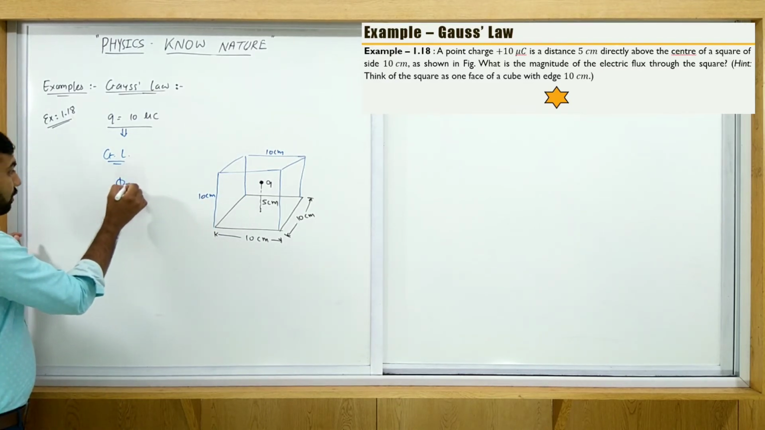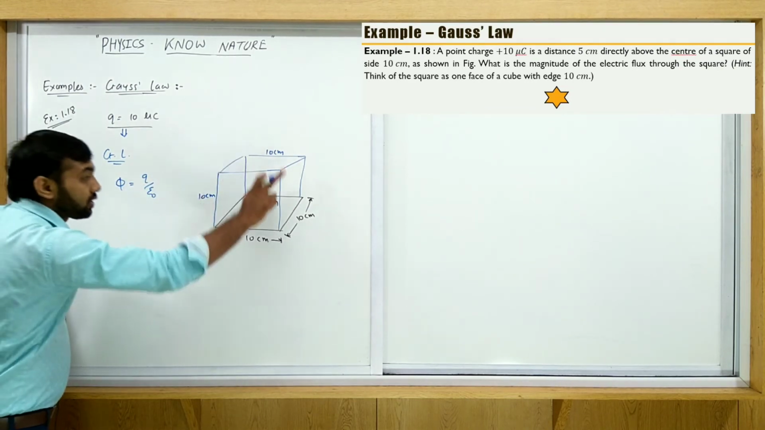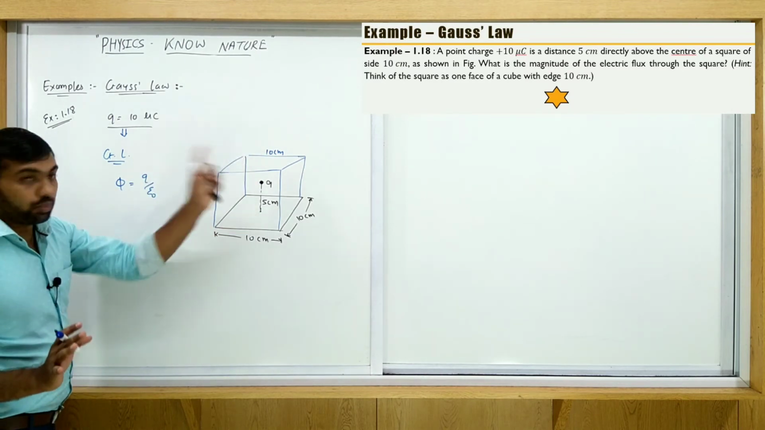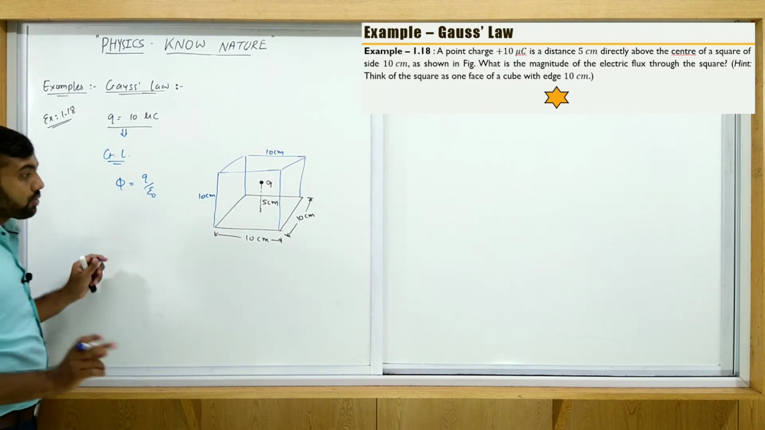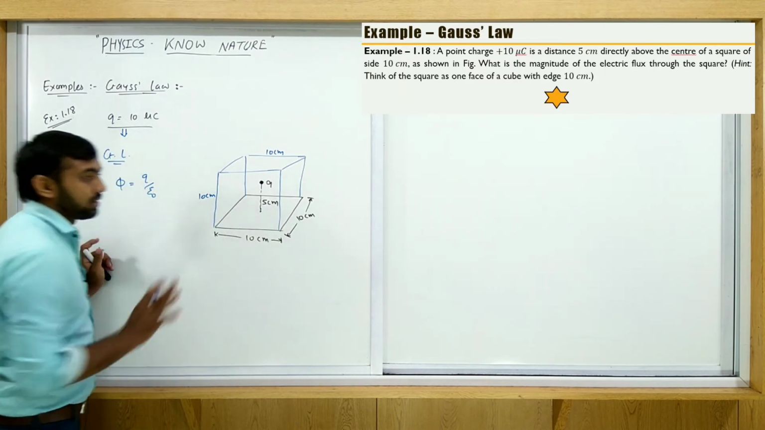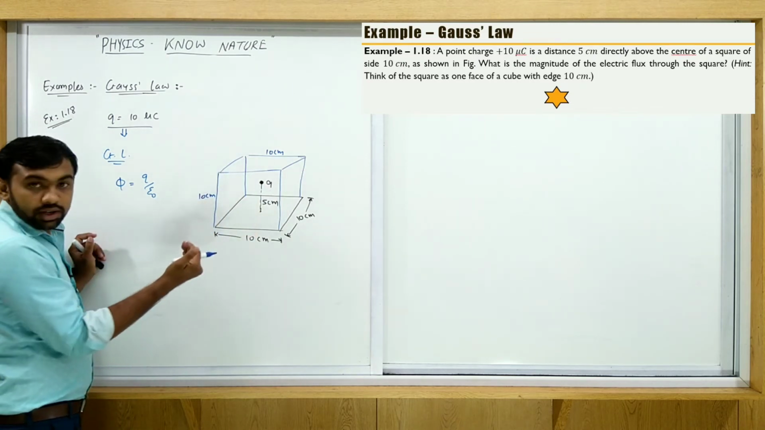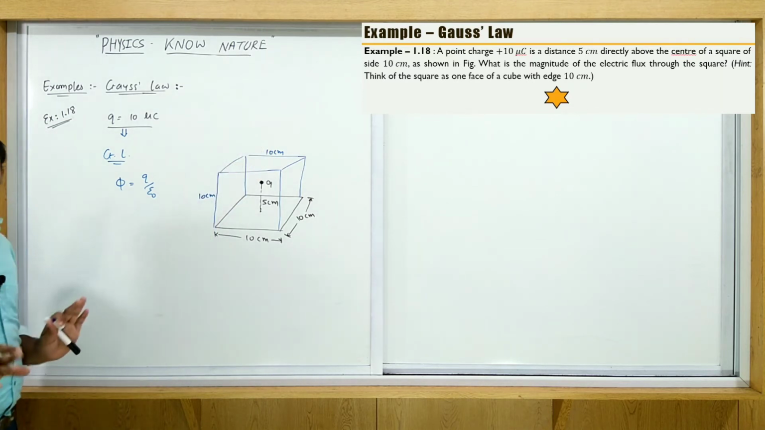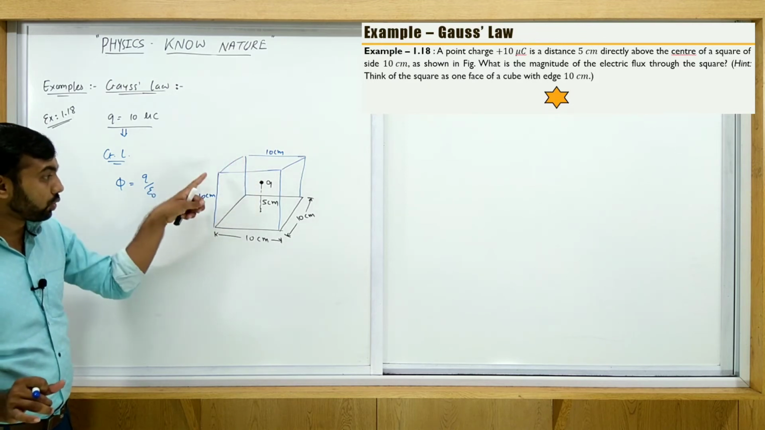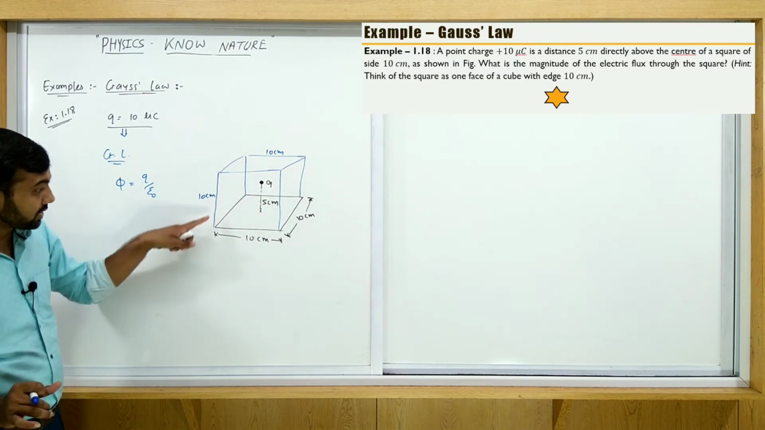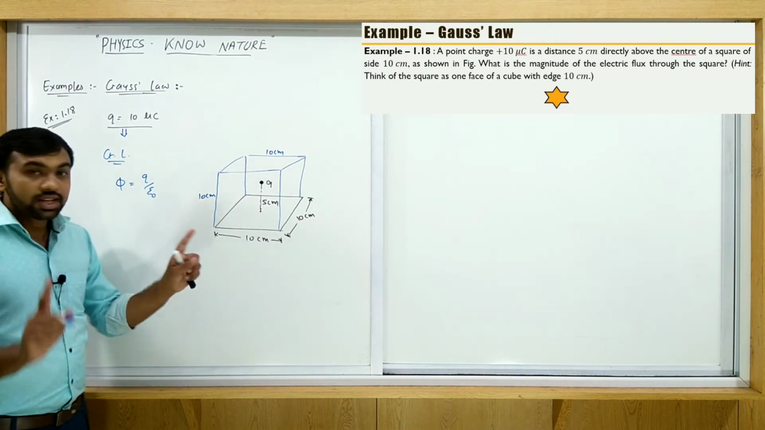By this, flux is equal to q upon epsilon naught, but this flux is associated with the full cube, the total flux linked with this cube. We have to find the flux passing through only one surface. So how many surfaces are there right now? 1, 2, 3, 4, front 5 and back 6, total 6 surfaces. Whatever flux is linked with the cube, you divide by 6, then you get the answer, the flux linked with only one single surface.